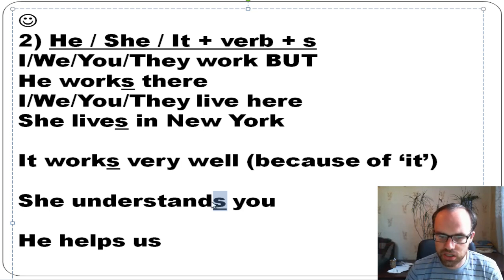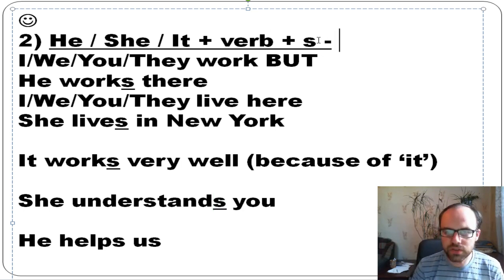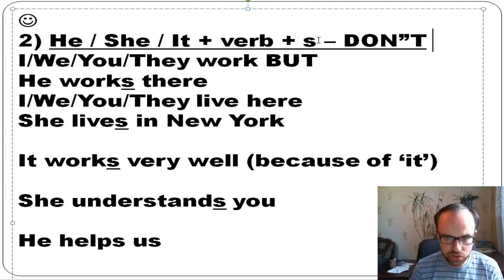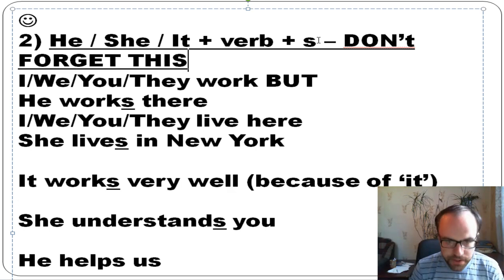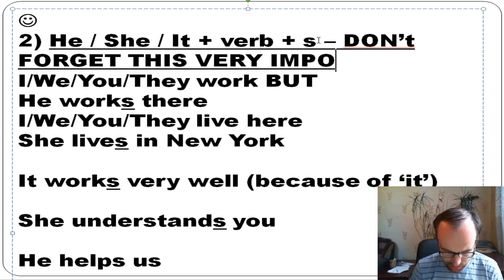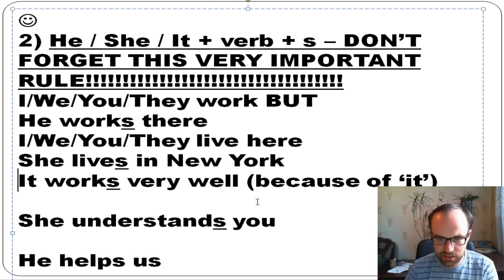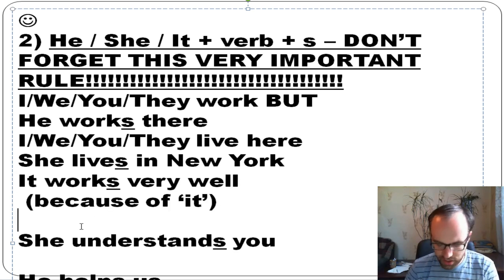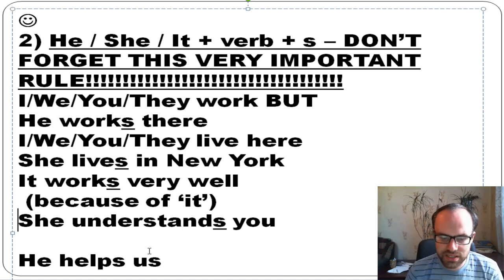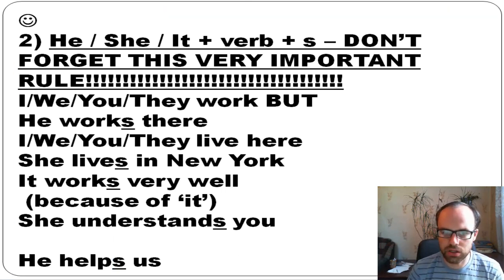Don't forget. Please, don't forget this very important rule. Okay? So it's very important. Many students forget about it. Next. So she understands you. He helps us. He, she, it, s. So he helps us. Very good.